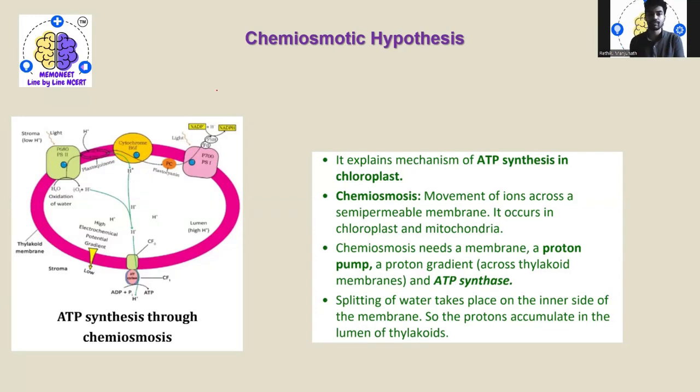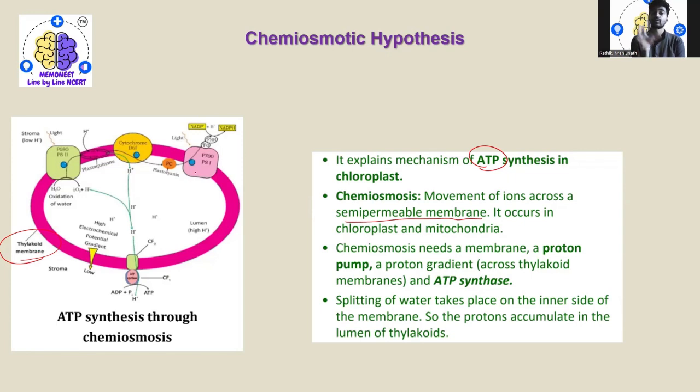So why is ATP very important? Because ATP is a kind of energy, right? Because of the ATP, we do get energy. Whatever process or mechanism happens in the cell, for everything, ATP is required. Chemiosmosis is nothing but a movement of ions across the semi-permeable membrane. Here the semi-permeable membrane is the thylakoid membrane. It occurs in the chloroplast as well as in the mitochondria.